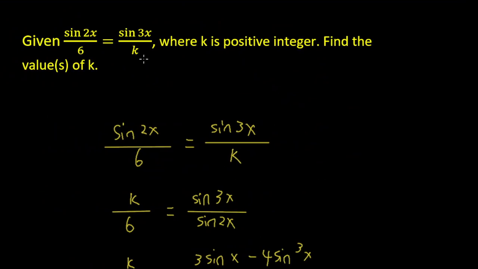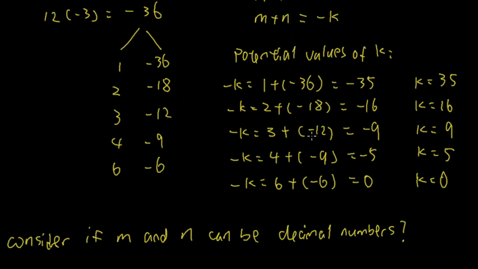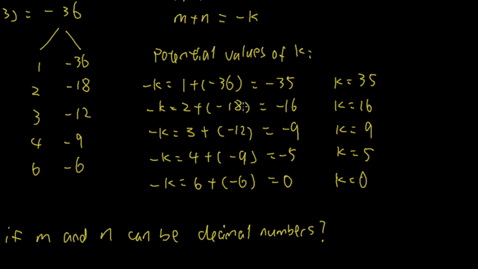K is in the denominator, then k cannot be equal to 0. So we have to say that k cannot be 0. So this one will not work, okay? So only these 4 potential values. Does it mean that these 4 values will definitely work? That may not be. We have to verify it.